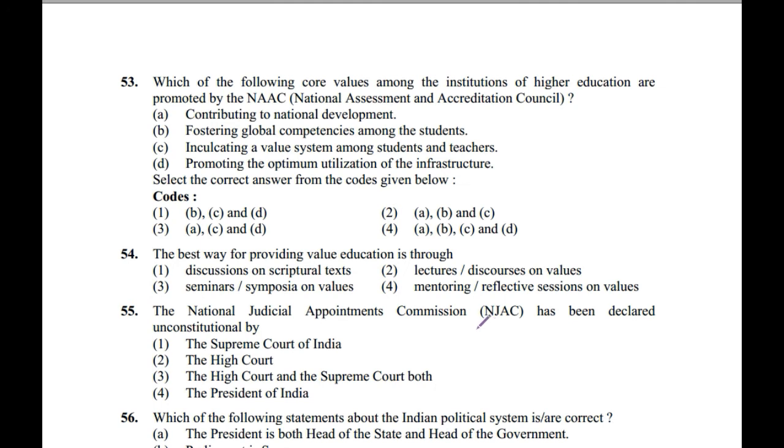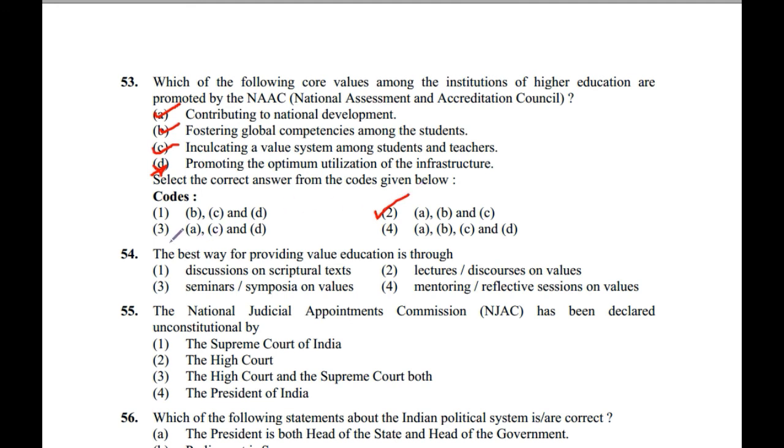Now the next question is 53. Which of the following core values among the institutions of higher education are promoted by the NAAC, National Assessment and Accreditation Council? A. Contributing to national development. This is correct. Fostering global competencies among the students. This is also true. Inculcating a value system among students and teachers. This is also correct. Promoting the optimum utilization of the infrastructure. This is not included. So A, B, and C are correct. The second one is the correct option.